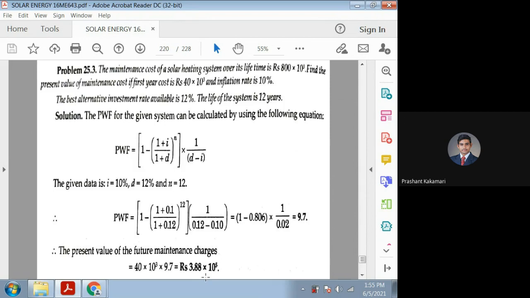It was increasing. The best alternative investment rate available is 12%. So if the same amount he keeps for an investment, he can earn 12%. The life of the system is 12 years. So for total 12 years, he has to spend 8 lakh rupees for the maintenance. And in the first year, he is going to pay 40,000 rupees for the maintenance with inflation rate 10% and discount rate, sorry, alternative investment, where he is going to earn. So that earning we are going to call discounting.